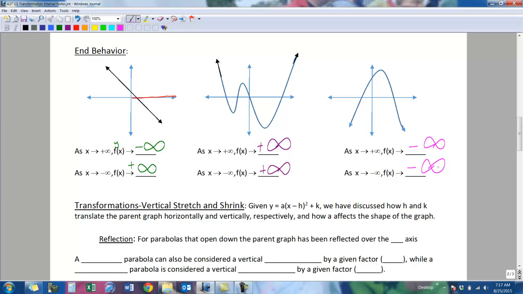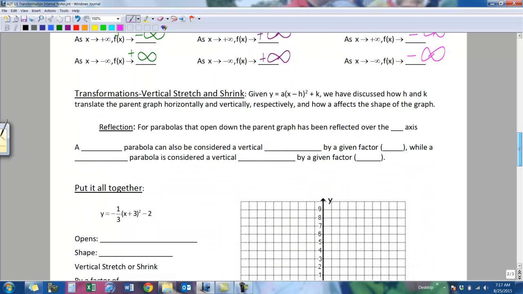All right, so that brings us to transformations, vertical stretch and shrink. And this is actually something we've done, but now we're just going to give it a different name, a different type of terminology. Given this vertex form, we've talked about how h and k are the horizontal and vertical shifts. But one of the things we haven't talked about is reflections. For a parabola that opens down, that means when a is negative, the parent graph has been reflected. Over which axis? If it's opening down, it's been reflected across the x-axis.